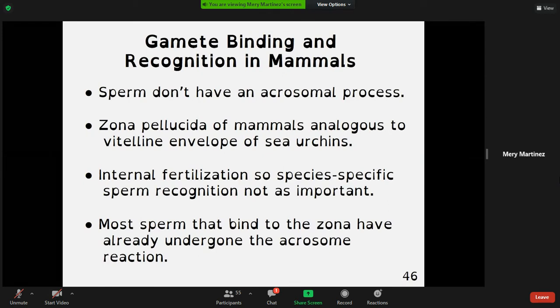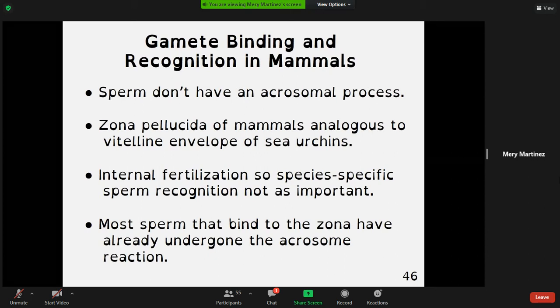So the zona pellucida of mammals plays a role that is analogous to the vitelline envelope in the invertebrate sea urchin we saw. So the glycoprotein matrix secreted by the growing oocyte plays two major roles during fertilization. The first one is that it binds the sperm, and the second one is that after the sperm is bound, it initiates the acrosomal reaction.